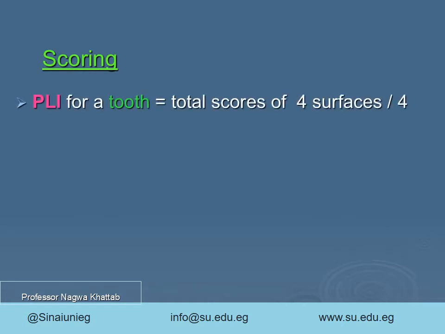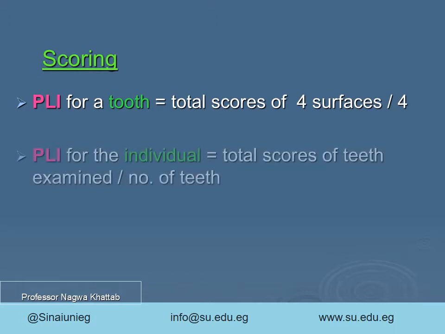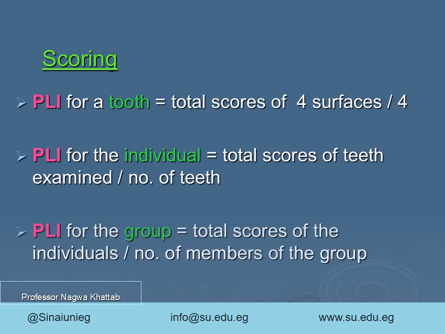How to score? First, the plaque index for each tooth is calculated. A total score of the 4 surfaces divided by 4. Plaque index of the patient means the total scores of all teeth examined divided by the number of the teeth, whether you examine all the teeth or only 6 teeth. The plaque index for the group equal to the total scores of plaque index for all individual divided by their number.